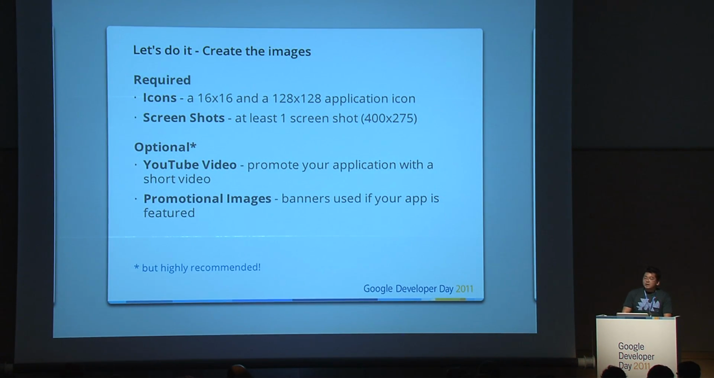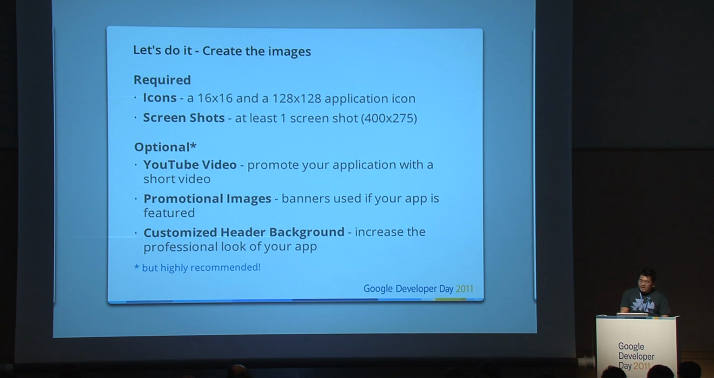Also, a promotional image. So promotional images are banners that will be displayed at the top of Chrome Web Store or wherever we decide to feature applications that show highlighted applications that we want to kind of show off. And lastly, a customized header background. So this just makes your application page look a little bit more aesthetically pleasing. And as we all know, users love shiny, aesthetically pleasing things.